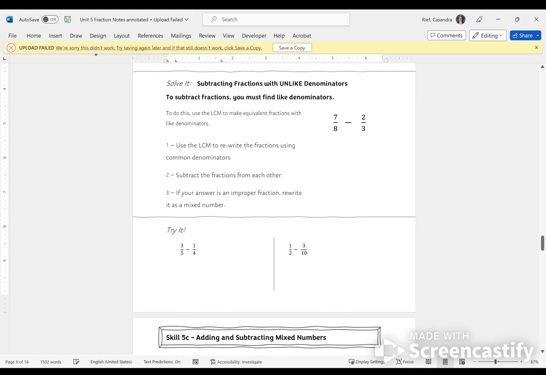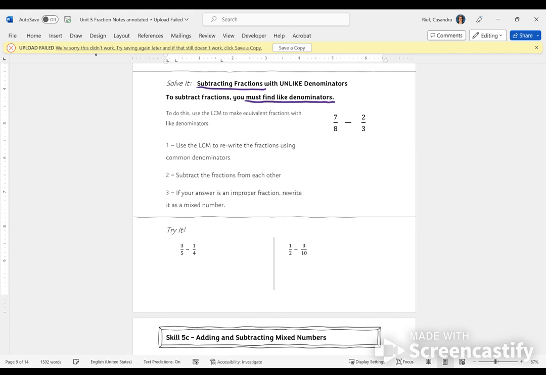Here is our solve it, and we're going to do the same thing we did in the first video, except this time we are subtracting. The big idea is, anytime I want to add fractions or subtract fractions, you must find like denominators. I can't just subtract one denominator from the other. I need to cut my pieces up to be the same size.